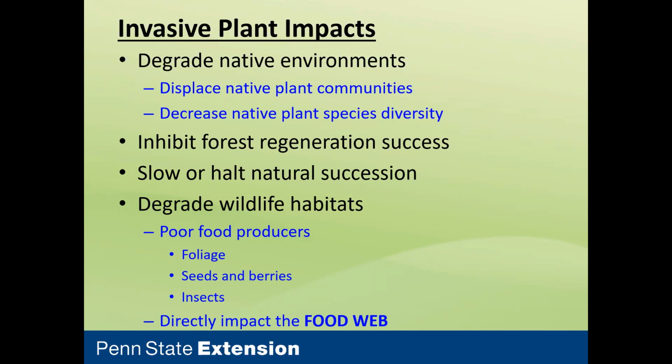The seeds and berries on things like autumn olive or shrub honeysuckle are very high in carbohydrates, but they're very low in proteins and lipids and fats, which is really what our birds need for migrations or even to survive cold winter nights. And so we don't see them being as nutritious for our wildlife. And then the last point here is about insects. Non-native plants in general host very few insects. So these plants just don't have the native insects that they would normally occupy them. And this has a direct impact on the food web.